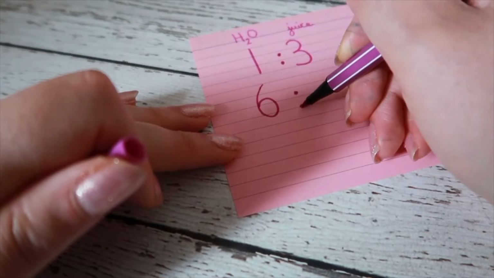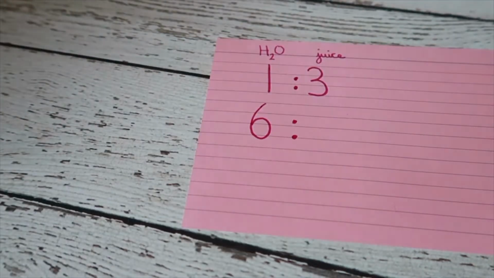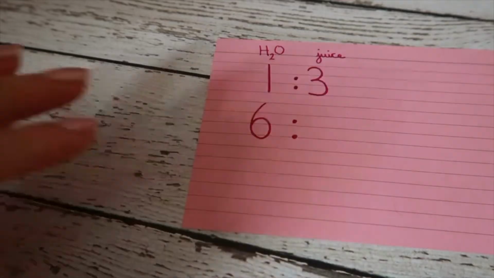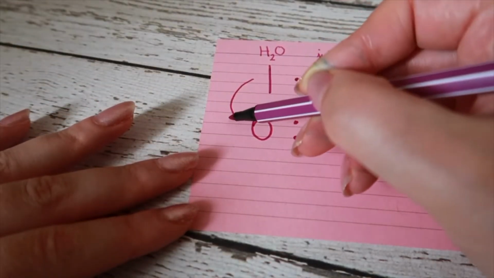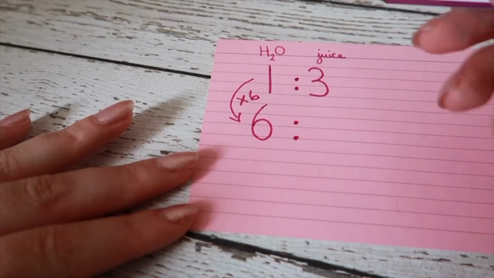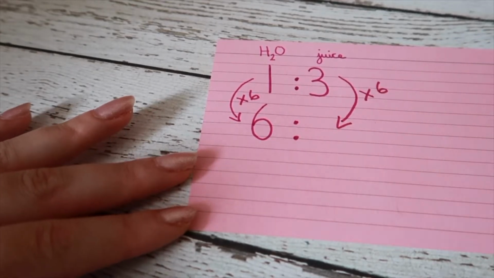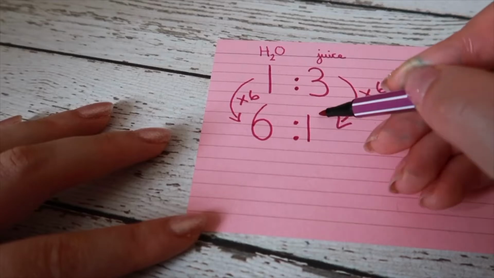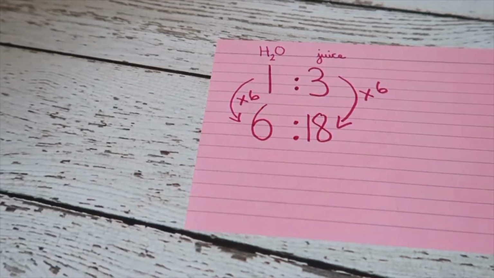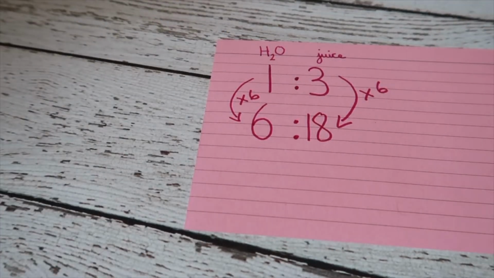So if I had 6 parts water, how much juice would I need? So if I wanted more juice. For every 1 part water, I have 3 parts juice. But if I had 6 parts water, I'm basically multiplying by 6, so then I have to multiply the 3 by 6. So for every 6 parts water, it would be 18 parts of juice.